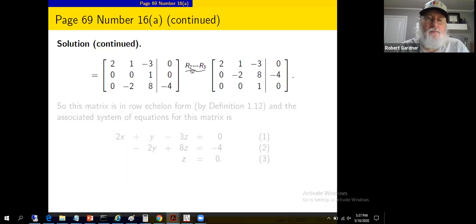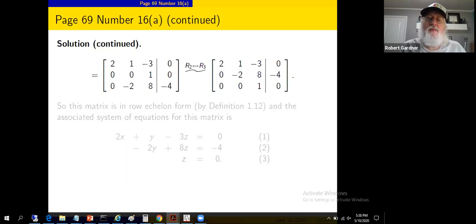A legitimate elementary row operation, pivot down and to the right, pivot down and to the right, pivot, row echelon form. So we've got the augmented matrix row equivalent to this matrix. This matrix is in row echelon form. They told us to do that and then solve the system of equations using back substitution.